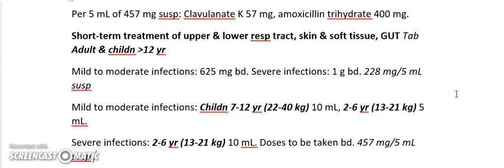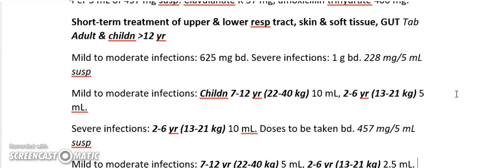So for short-term management of upper and lower respiratory tract, skin and soft tissue, and also genitourinary tract infection, for adults and children above 12 years old. So for mild to moderate infections, it's 625 milligrams BD. For severe infections, it's 1 gram twice a day.